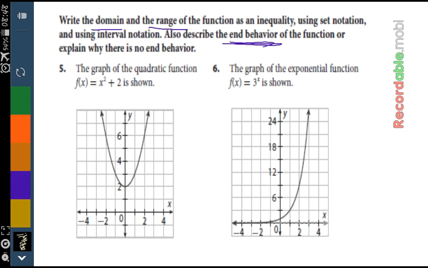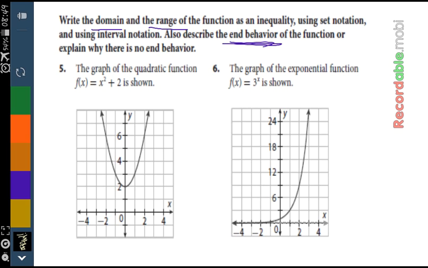Let's first define the domain of the function. The domain is defined as the set of x values. So when you are going to define the domain of any function from its graph, you have to look at the x-axis, and the range is defined as the set of y values for any function. So if you have to find the range of a function from the graph, you have to look at the y values, not the x values.